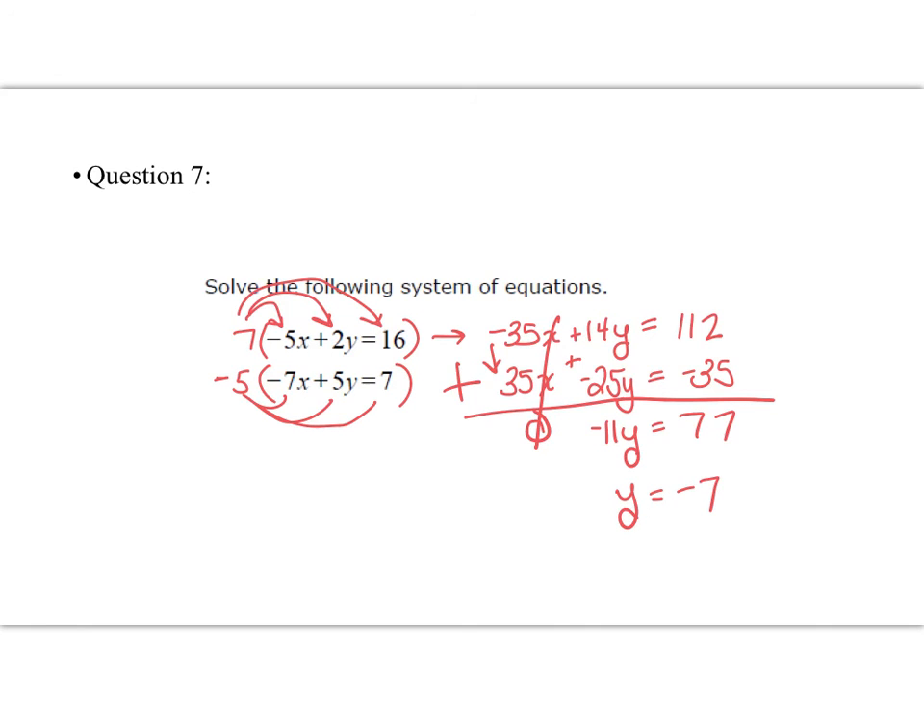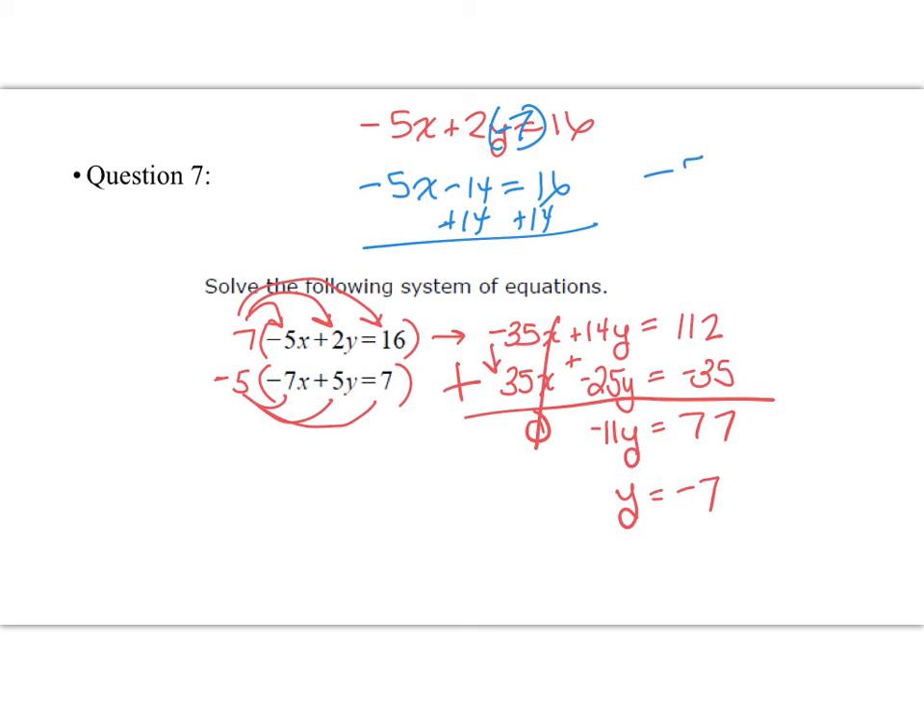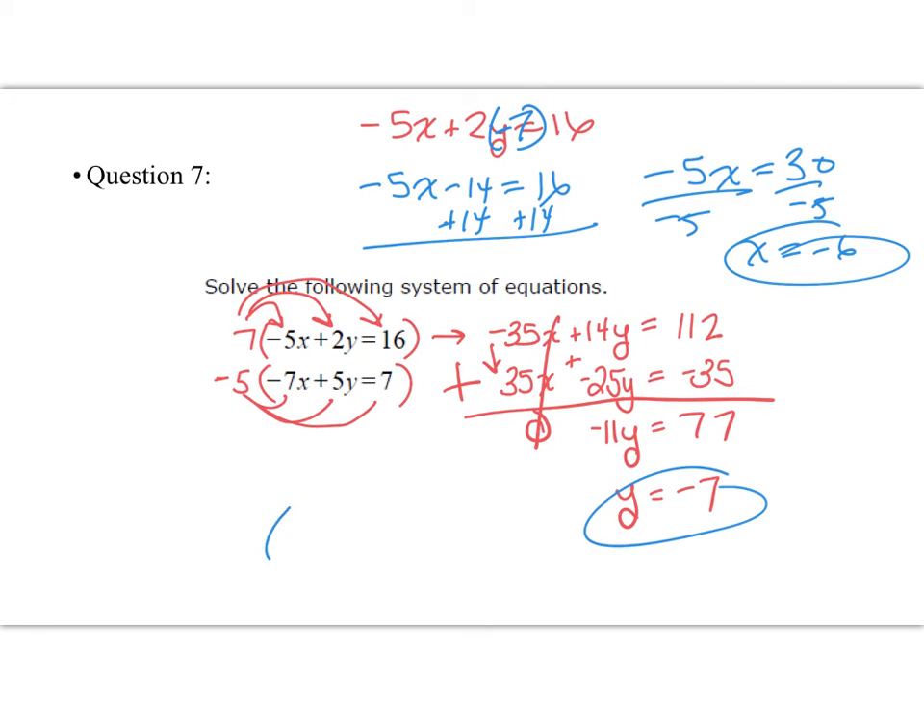Now remember, you need to find your x's as well. So if we take the first equation, and in the y, we put negative 7. So you're going to get negative 5x minus 14 equals 16. Add 14 to both sides. Negative 5x equals 30. Divide by negative 5. X is negative 6. So that's your answer. If you put it as an ordered pair, it'd be written just like that.